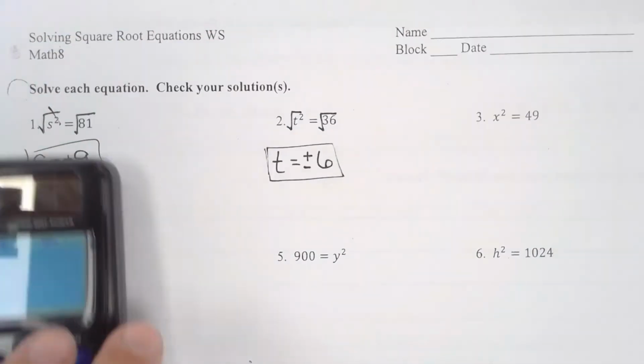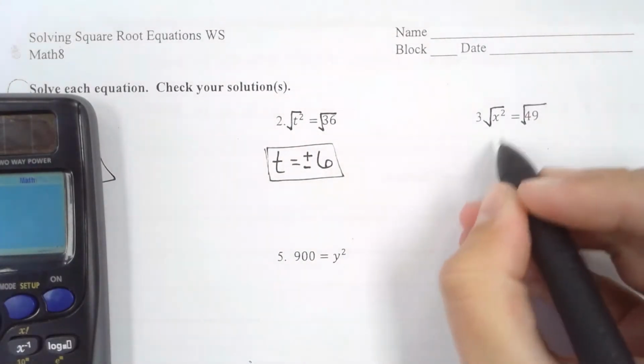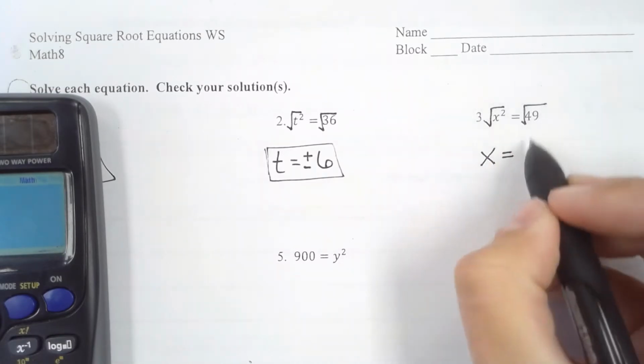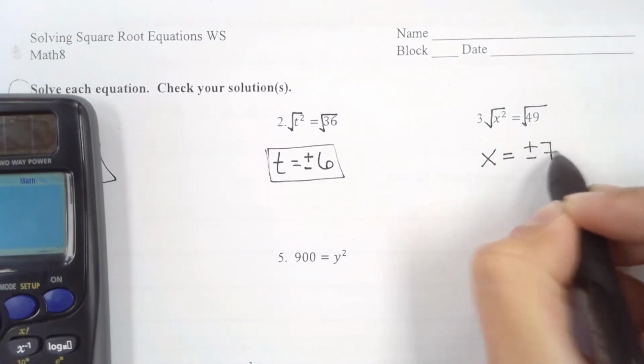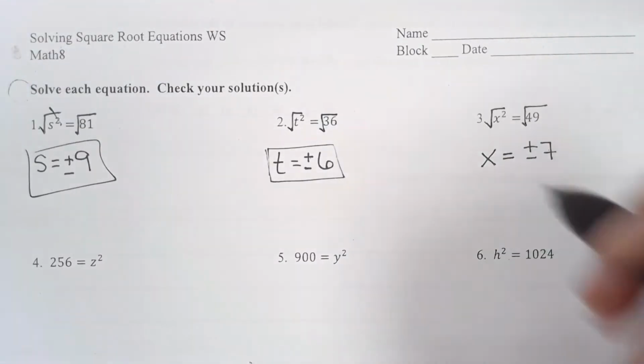Alright, next one. Same thing, get rid of that squared sign by square rooting it on both sides, and you would be left with x is equal to the square root of 49, which would be 7, because 7 times 7 is 49, and negative 7 times negative 7 is also 49.